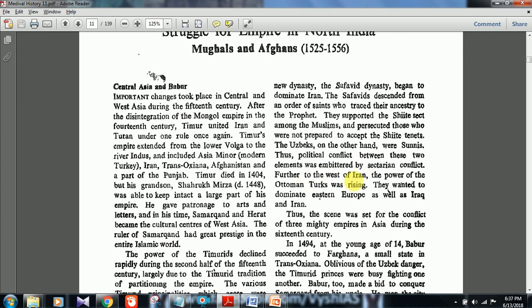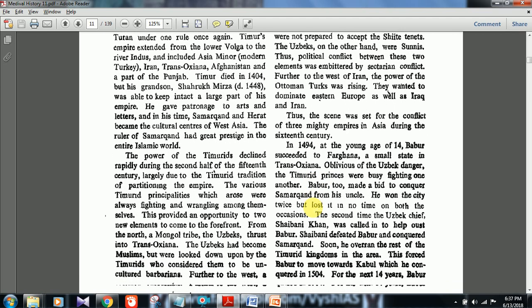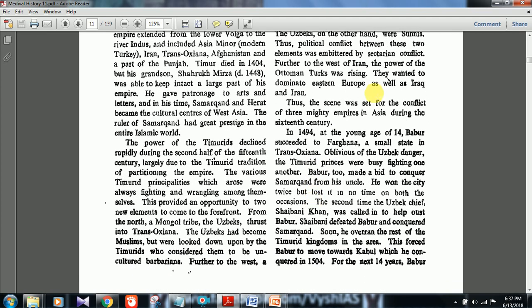Further to the west of Iran, the power of the Ottoman Turks was rising. They wanted to dominate Eastern Europe as well as Iraq and Iran. So overall, again, they all want to establish power in the whole region. Thus, the scene was set for the conflict of three mighty empires in Asia during the 16th century.